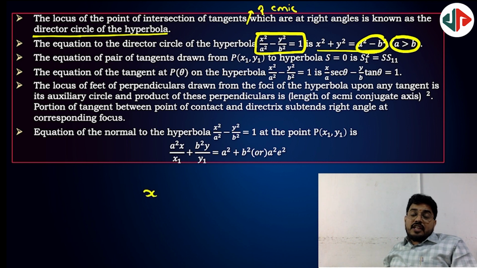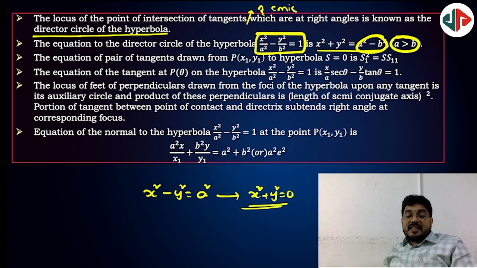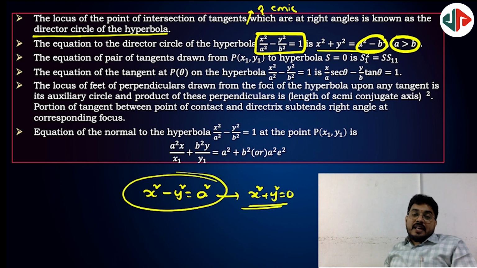a is equal to b means x square minus y square is equal to a square. Its director circle will be x square plus y square is equal to 0, which means the center of the circle. This is the rectangular hyperbola, a is equal to b. The eccentricity is root 2. We call it a rectangular hyperbola.